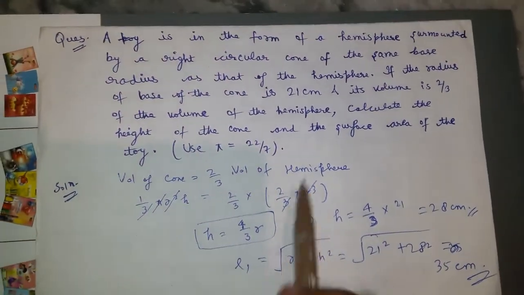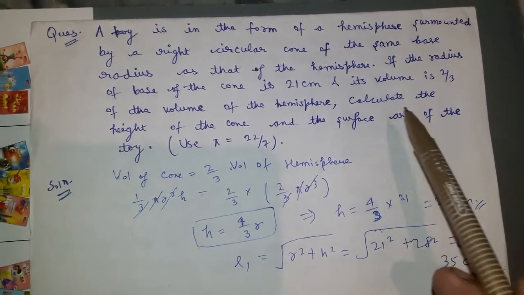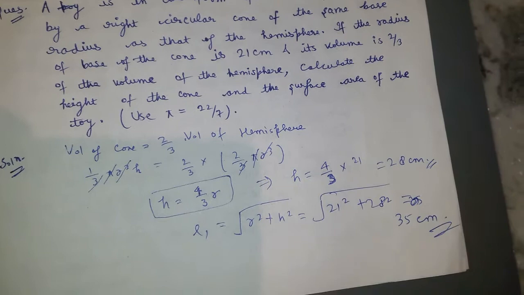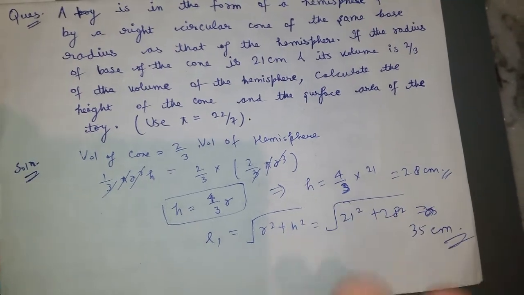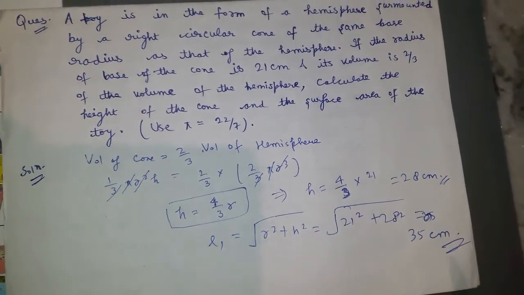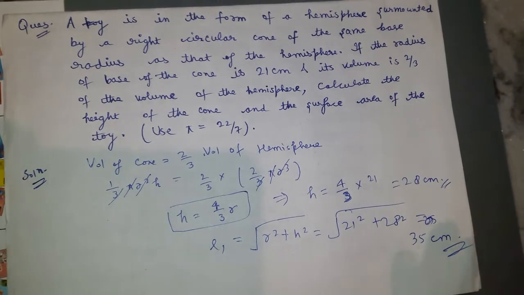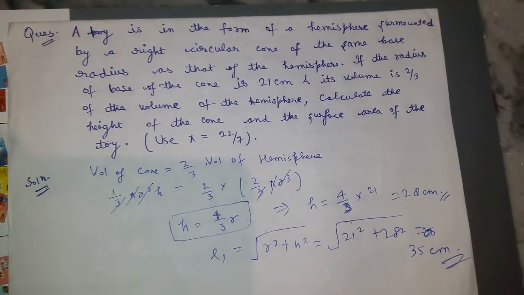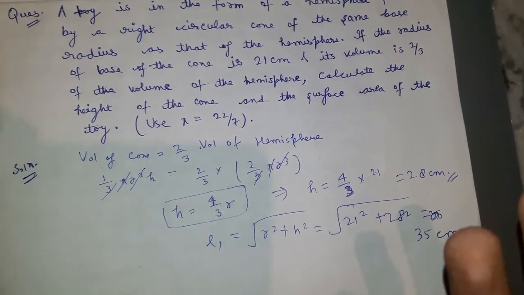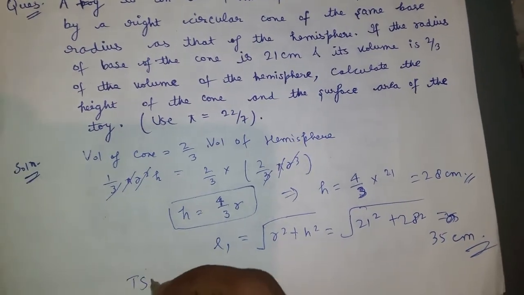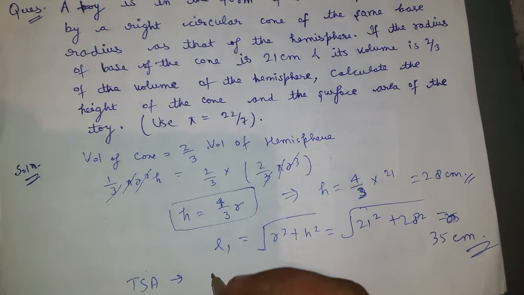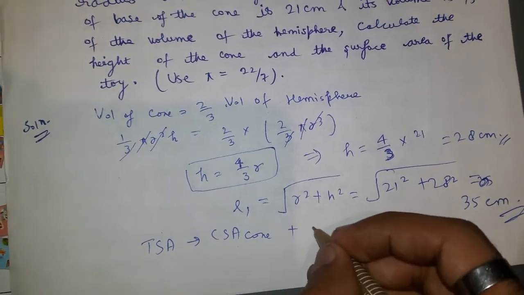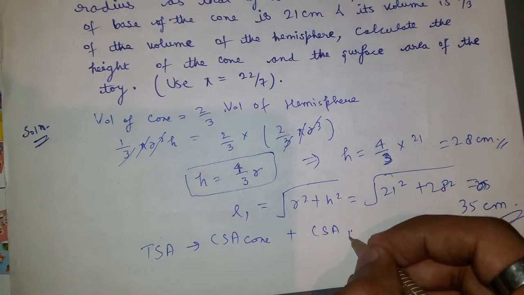Okay, so now we have to calculate the surface area of the toy. So surface area of the toy contains the CSA of cone plus the CSA of the hemisphere, because we have to calculate the surface area of the whole toy. The whole toy is consisting of the cone and the hemisphere. So the total surface area is equal to CSA of cone plus CSA of hemisphere.